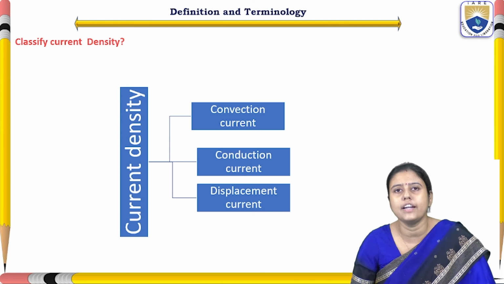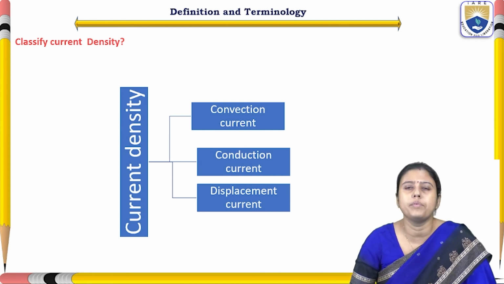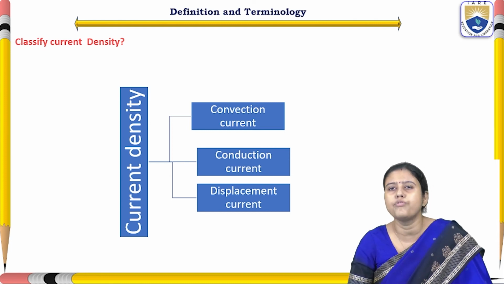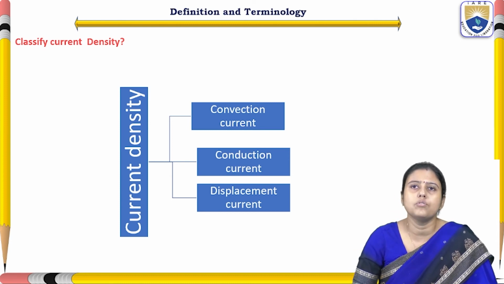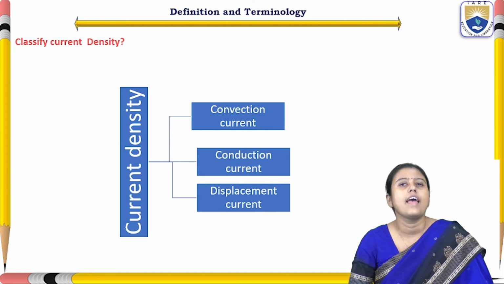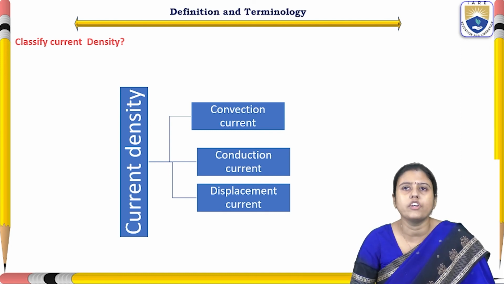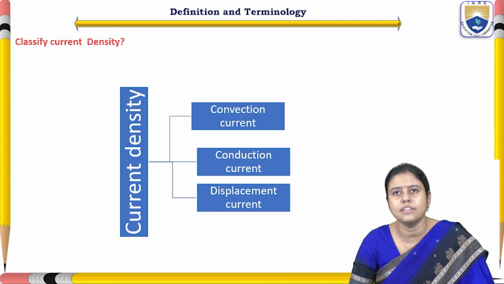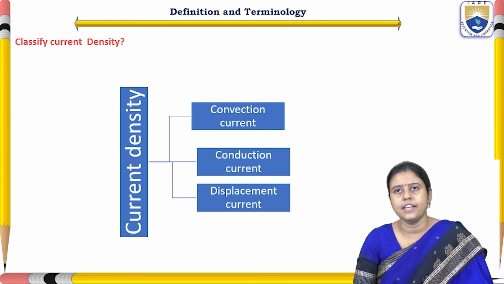Convection current means that is the conventional. So convection current means while there is a normal circuit, there is a flow of charge, current will start to flow, and this current is known as the convection current, and the current density of the convection current is known as the convection current density.